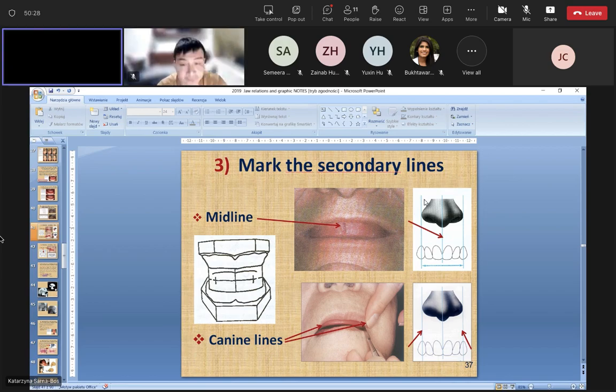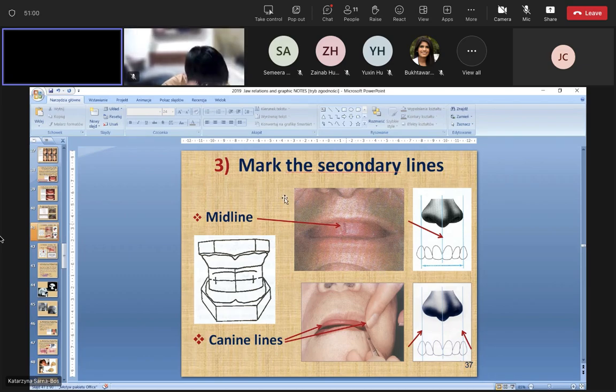Okay, and the third stage, marking the secondary lines. So when we finish measurement and adjustment of occlusal vertical dimension, there is a stage of making the secondary additional lines. And first of all, let's talk about the midline. Midline, according to the midline of the body and long axis line. It indicates where is the location of connection of the central incisors.